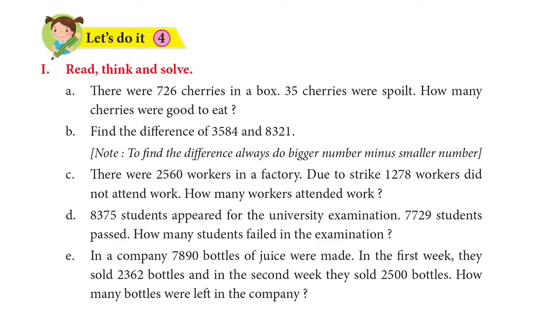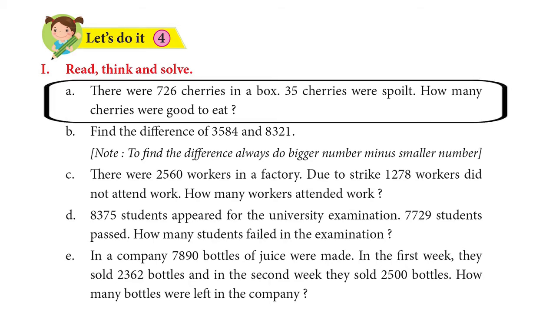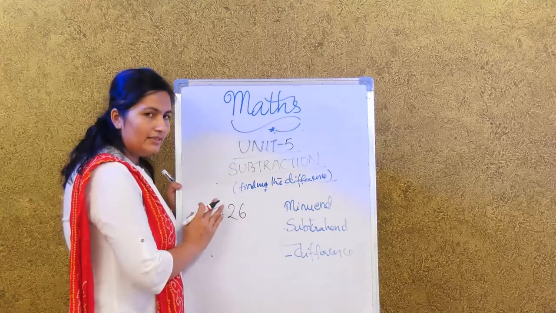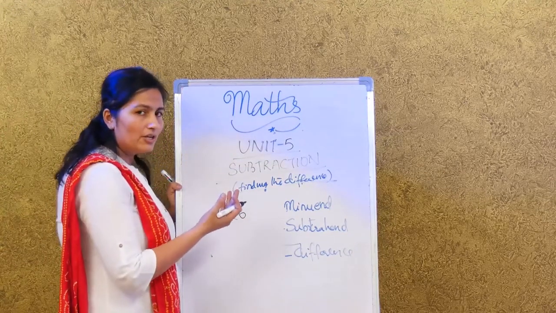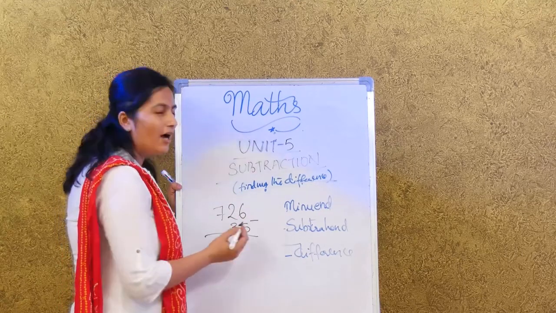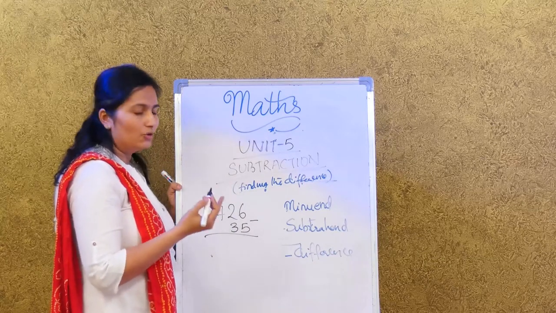So we have come to page number 96. In that we find read, think and solve activities. The first one is: there were 726 cherries in a box. 35 cherries were spoiled. How many cherries were good to eat? Let's take a look. 726 were the total cherries in a box. But how many got spoiled? 35. So, how many are the remaining that are good?